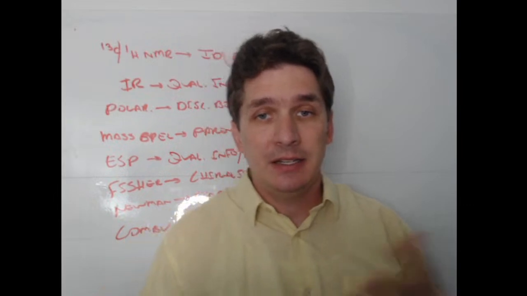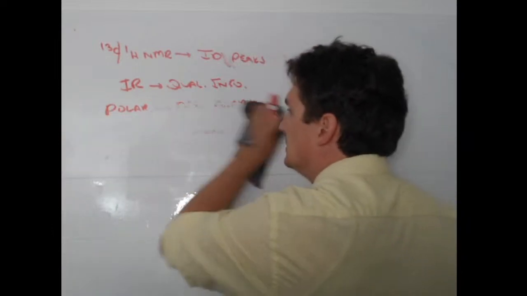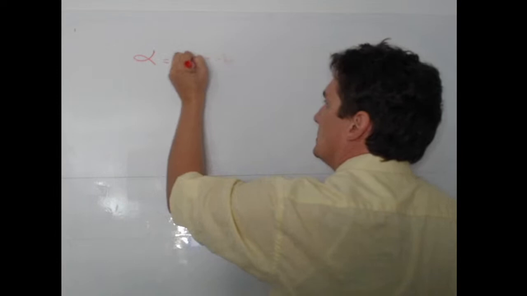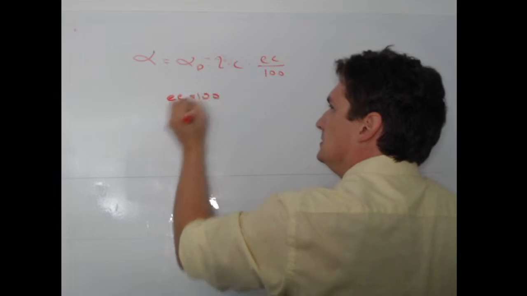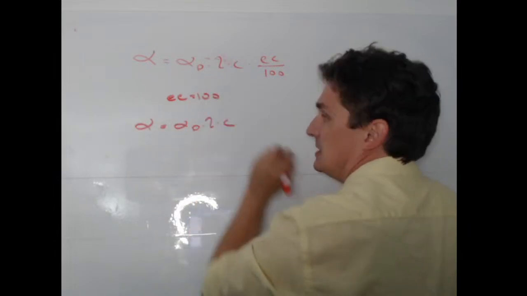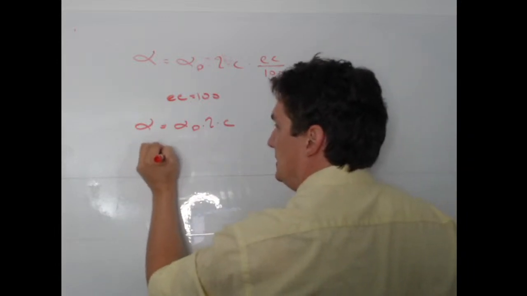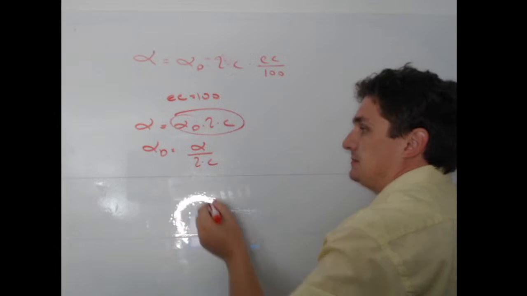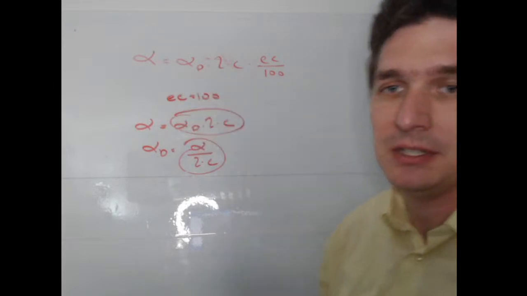You would only use that if you had an enantiomerically pure sample, so EE is 100%. So what you're seeing is just kind of a special case. If we have alpha equals, let's say we're working with the D enantiomer, alpha D times L times C times EE over 100. If EE equals 100, then we just have alpha equals alpha D times L times C. And we're just down to two variables now to solve for. So if we want to know alpha D, that's just alpha over LC. Or if we want to know alpha, we just plug in all the numbers. But this formula here is just a special case of this formula here.